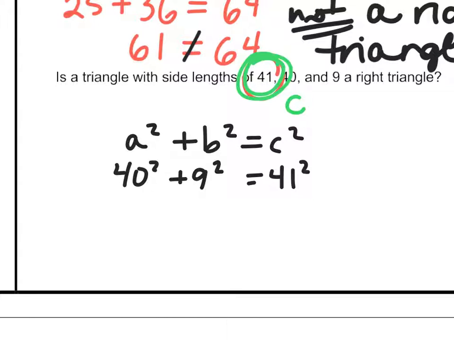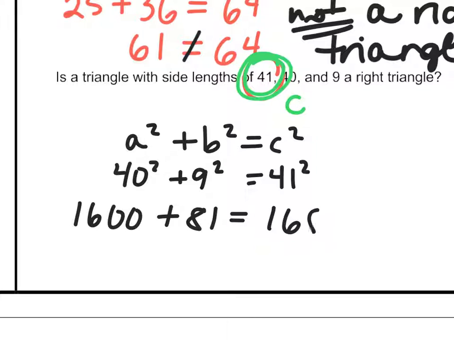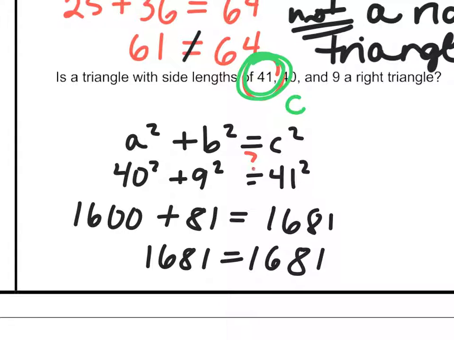Well, I know 4 times 4 is 16, so 40 times 40, 2 zeros, is 1,600. Plus 81. I don't know what 41 squared is. That's what I forgot to do. What's 41 squared? 1,681. Oh. So I'm going to add these up. So really I should have like question marks up here. Is this true? Is it true, guys? Yes. Yes, you end up with something that's true.